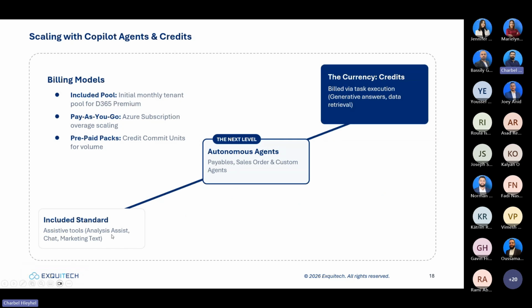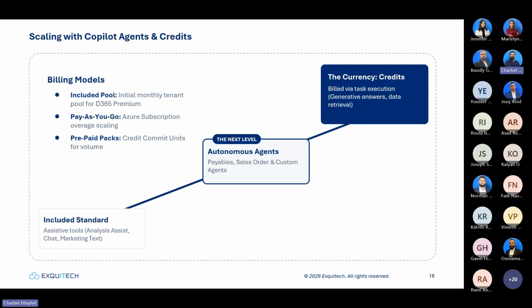Now, we talked also about what is included in the free, but I also know that as your business grows, you might want to move to more autonomous agents like the ones I just showcased. These background workers like the payables and the sales order agents actually have a billing model. Since they are operating at a very high complexity, the billing shifts from a per user license to a consumption-based model. So think of it like a utility. You only pay for the work that the Copilot actually does.